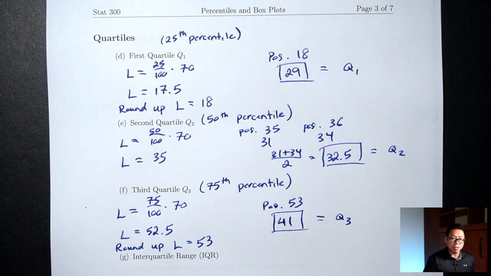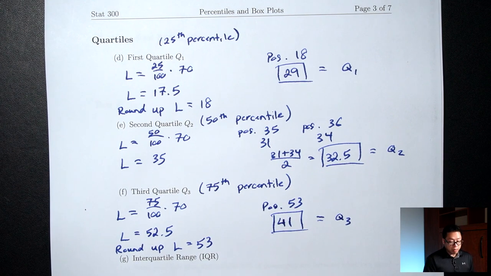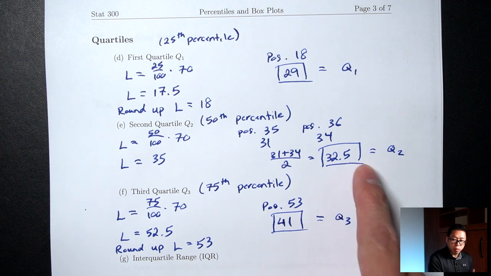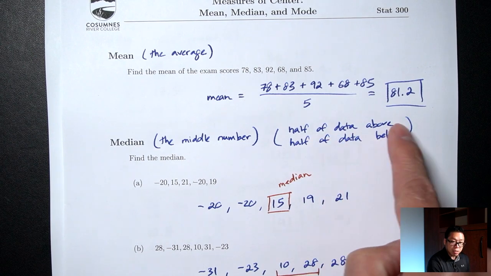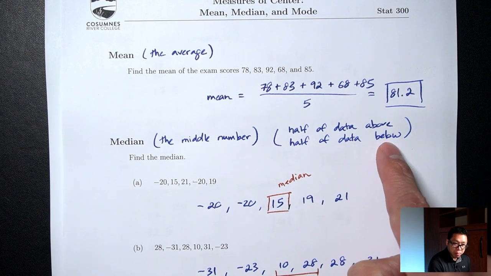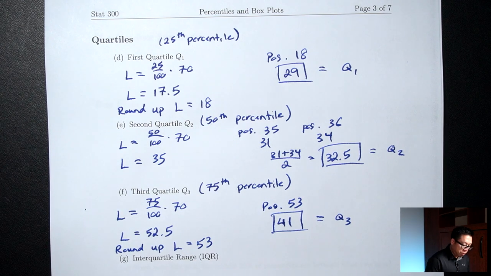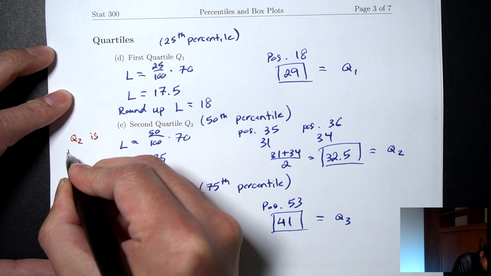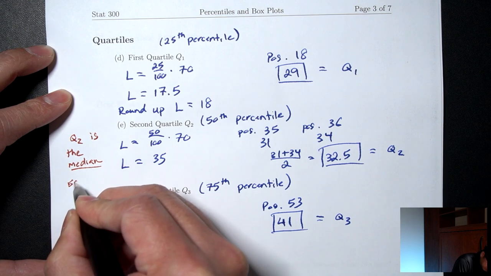Now let me focus here on the second quartile. 50% of the data is below 32.5. Okay, 50%, half. So we're saying half of the data is below 32.5. We talked about something similar before. Remember when we talked about median, the median is the middle number, right? It's the middle number in the sense that half of the data is above and half of the data is below, right? Half of the data below, 50% below. Second quartile or 50th percentile is really just the median, okay? Second quartile is the median, which is the same thing as saying the 50th percentile.